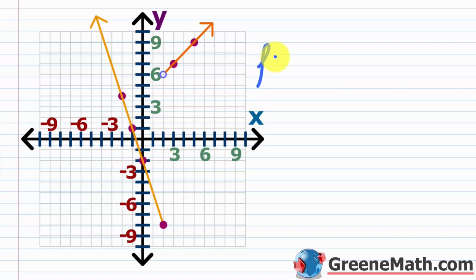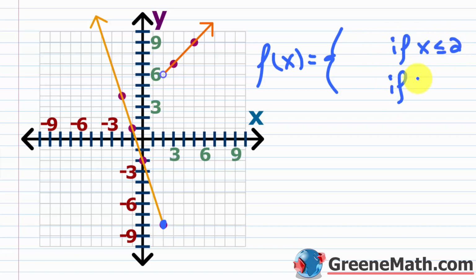So if I'm writing a rule, I can say f of x is equal to, and let me just put a bracket in there. So on one side, again, the border is 2. So I know this one is including 2 and this one is not. So we'll say one rule is where x is less than or equal to 2. And then another rule is where x is going to be greater than 2. Okay, so those are the two scenarios we're considering.